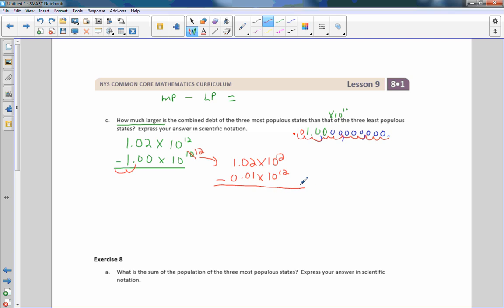And now I have 2 numbers, and I have a 10 to the 12th power, same base, so I multiply that, and it just moves my numbers I'm lining up to subtract. So now I have 2 minus 1, which is 1, 0 minus 0, which is 0, and 1 minus 0, which is 1, and the decimal is here. So my answer is 1.01 times 10 to the 12th power.